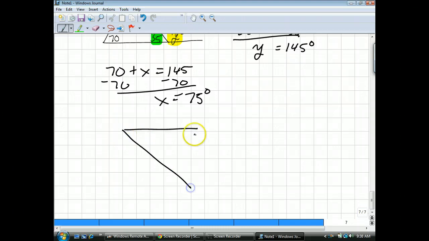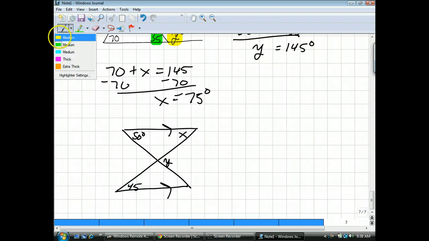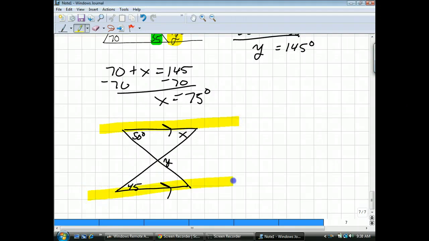So in this example, I know this is parallel to this. I know that this is 50 degrees, this is x, this is y, and this is 45. Okay, well, we know that we have two parallel lines cut by a transversal, and so we know this angle and this angle are alternate interior angles, so they have to be congruent. So x has to equal 45.